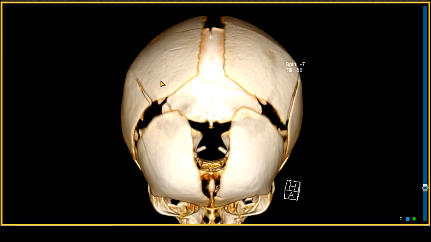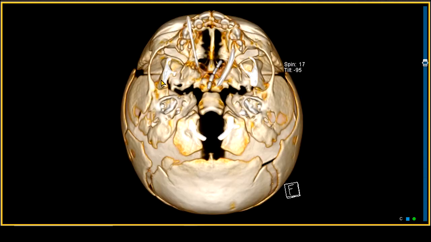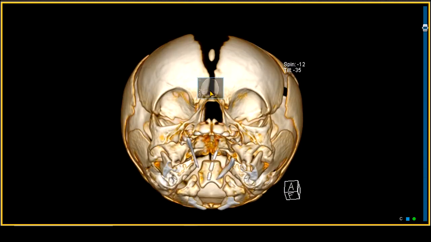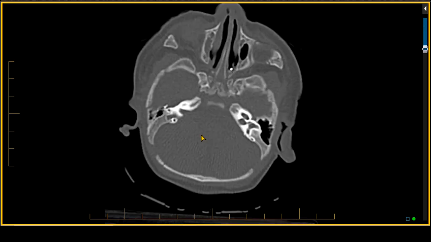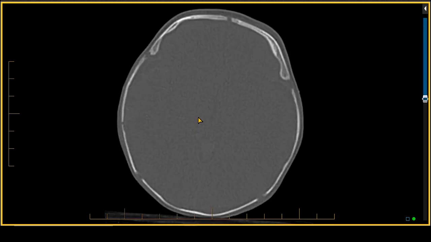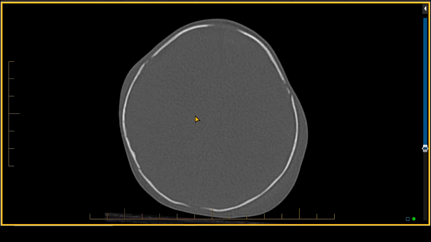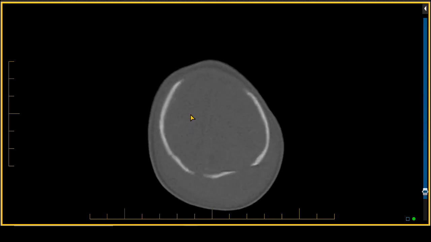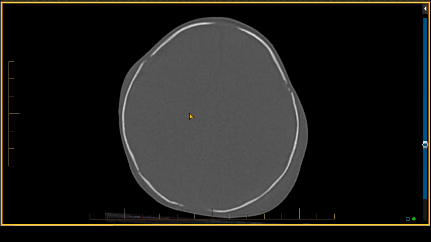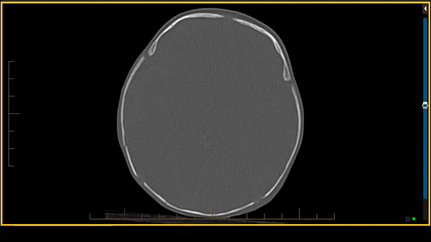Therefore, I highly recommend that one takes the thin section images and reconstructs them in a three-dimensional fashion to look at the calvarium for fractures in infants. It really does show it well. Now let's see the patient's 6-hour follow-up scan.